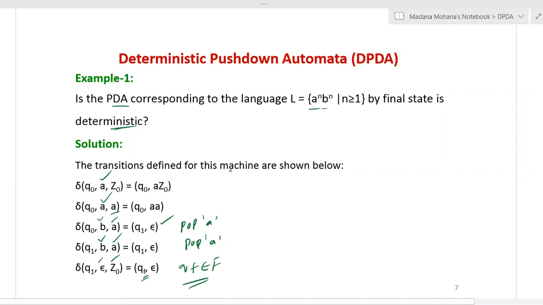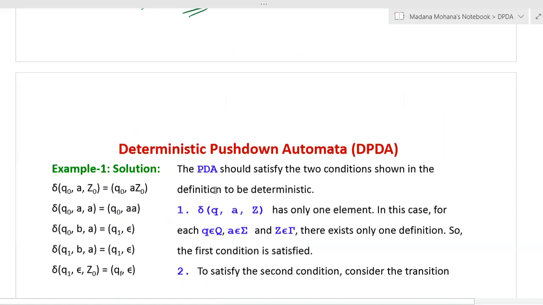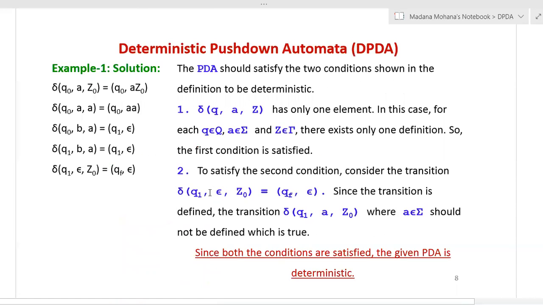Now with this PDA, our task is to check whether it is deterministic or not. You need to verify this by checking the above conditions of DPDA. Now you can see the solution for the same problem added here. The PDA should satisfy the two conditions shown in the definition to be deterministic. The first condition: delta of Q, A, Z has only one element. Now in this case, for Q belongs to Q, A belongs to sigma, Z belongs to tau, there exists only one definition.